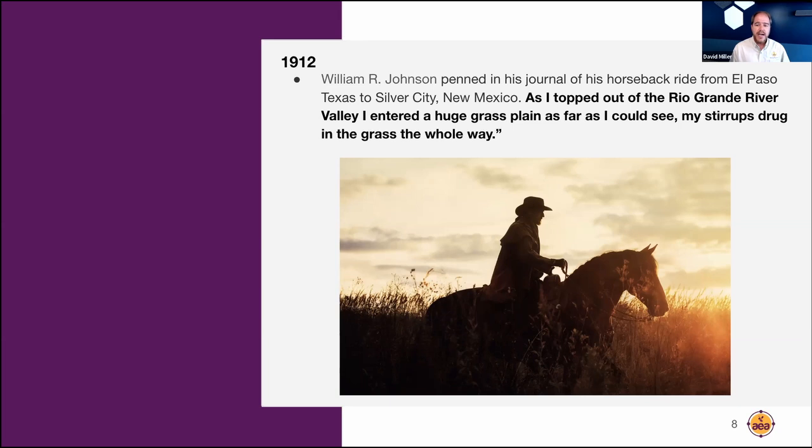He said, "As I topped out of the Rio Grande River Valley, I entered a huge grass plain as far as I could see. My stirrups drug in the grass the whole way. It was a cattleman's dream." Talk about growing beef and producing cattle. And there were many cattle ranches that had been established in Texas.